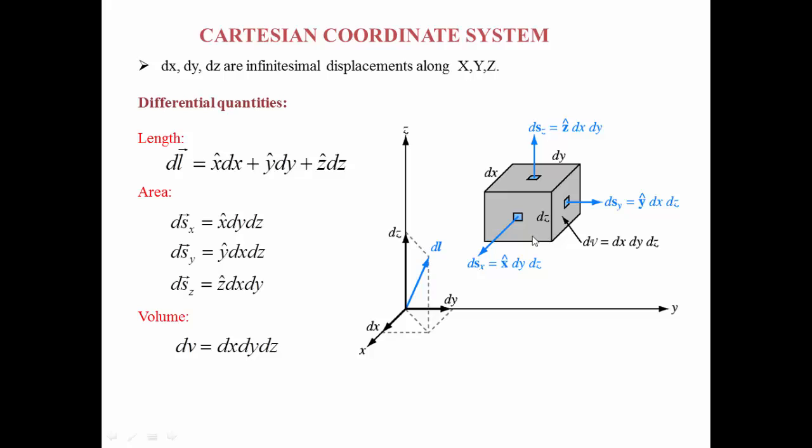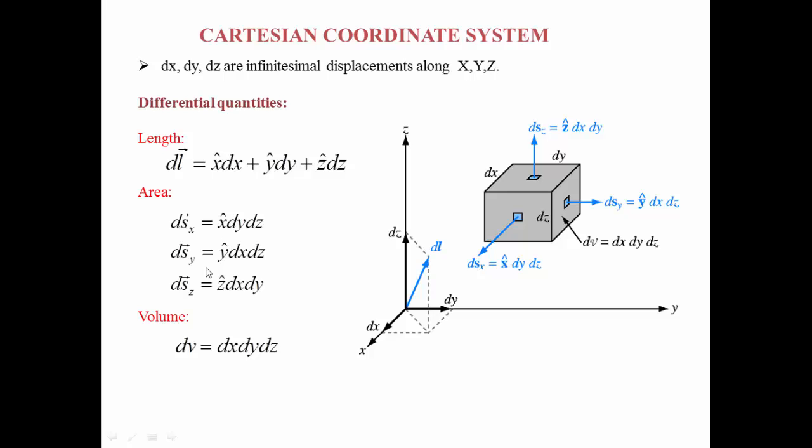But this area has a direction. The direction is x direction, so the x direction is a x cap. If it is the back side, the same thing is going to appear, but here you are going to put it on the minus side.